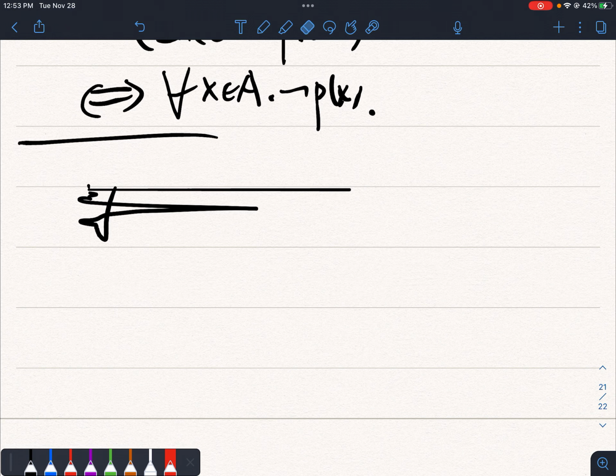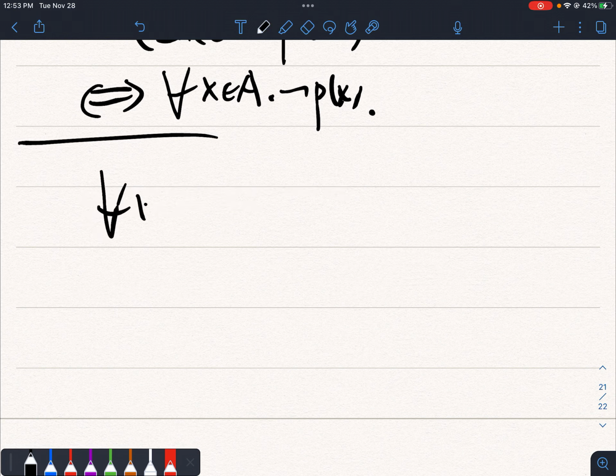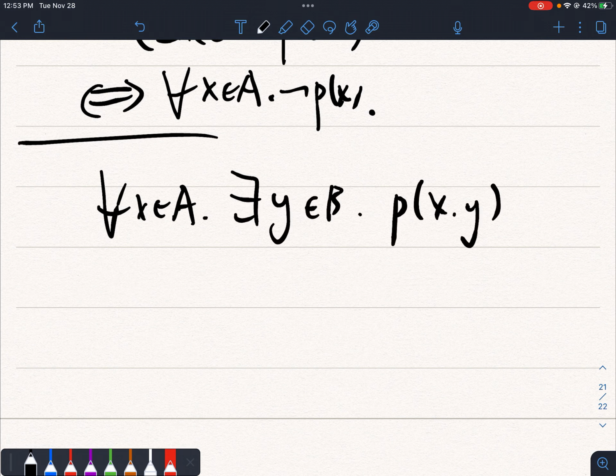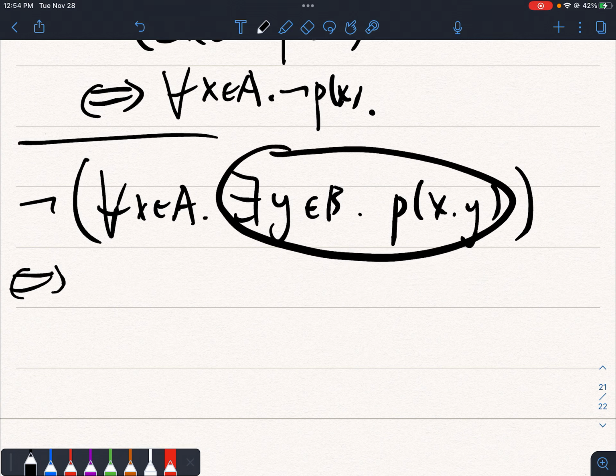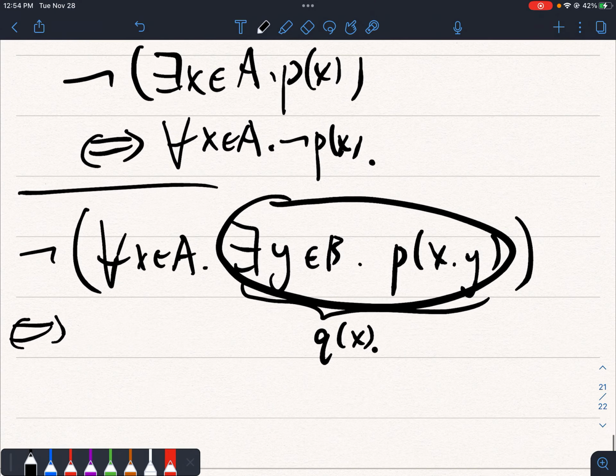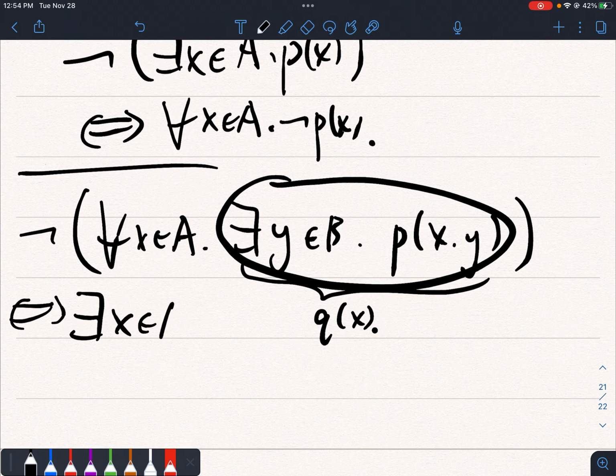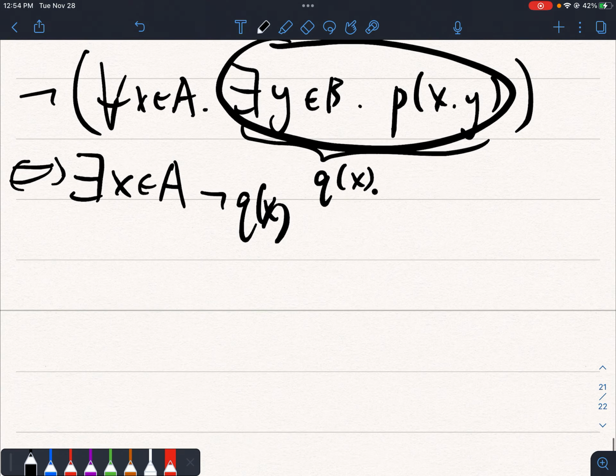What if we have for all x in A, there exists y in B such that P of x, y. If we want to show this is false, what would be the statement? How should we simplify? We can think about this as the entire statement about x. We can call this Q of x. So by the first criterion, this becomes there exists some x in A such that not Q of x.